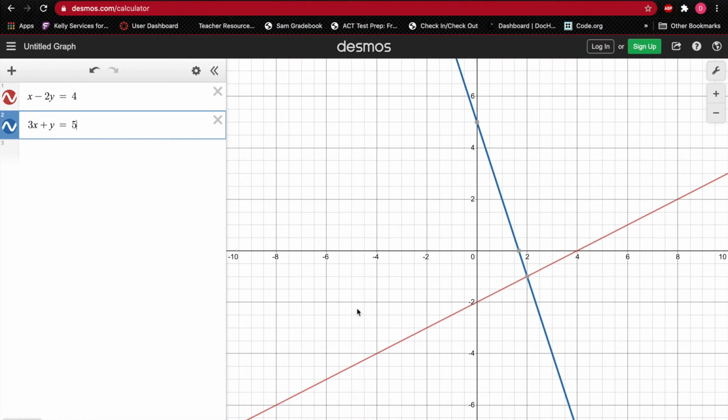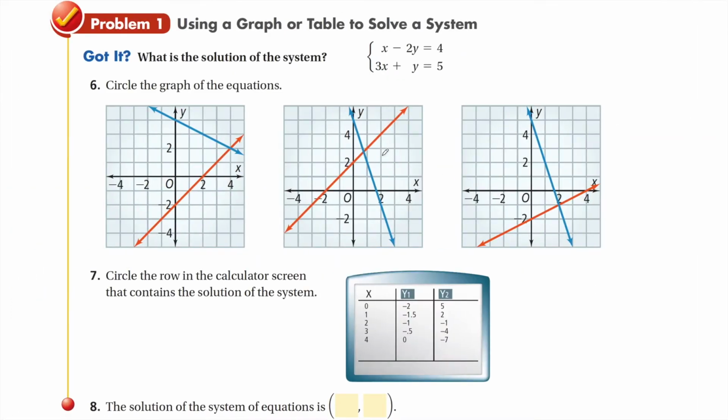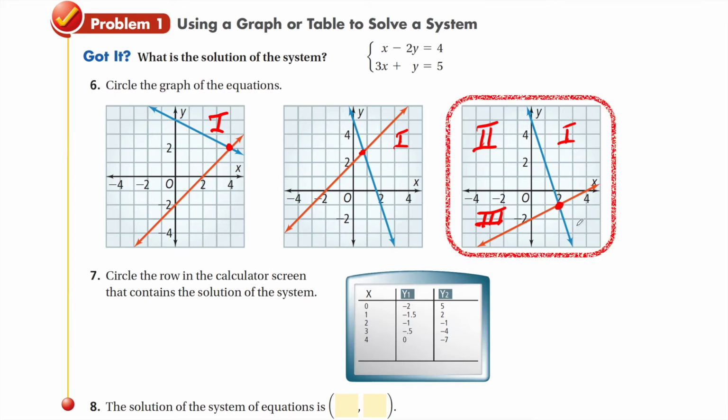If you pay attention to these graphs, you'll notice that they cross, and more importantly, where they cross is down in the fourth quadrant. So I'm going to look at which of these graphs cross in the fourth quadrant. Well, this point is in the first quadrant. This point is also in the first quadrant. So the only graph that seems to have them intersecting in the fourth quadrant is the final graph, and that's exactly the correct answer.